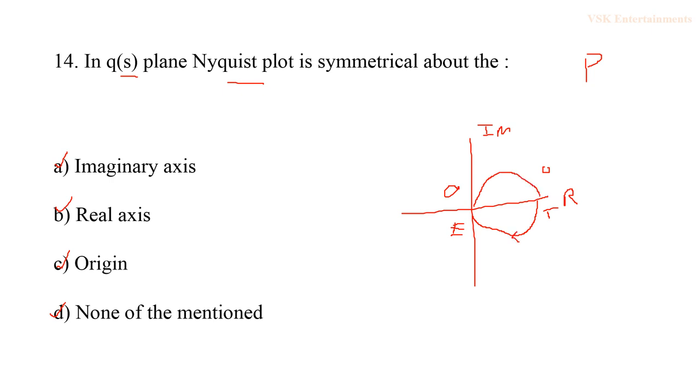This is the C1, and if we consider, this is C2. C2 is the mirror image of C1, and this is the real axis. So Nyquist plot is symmetrical about real axis. So option B is the right answer for this bit.